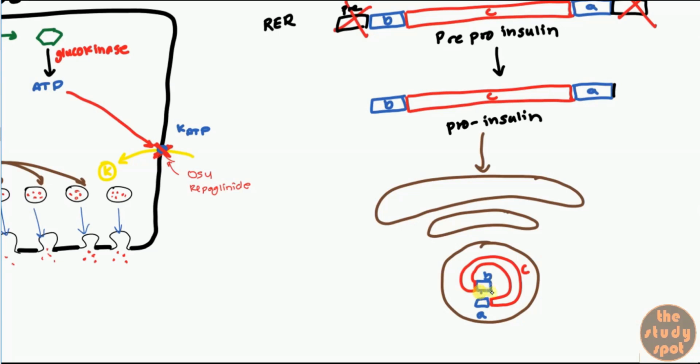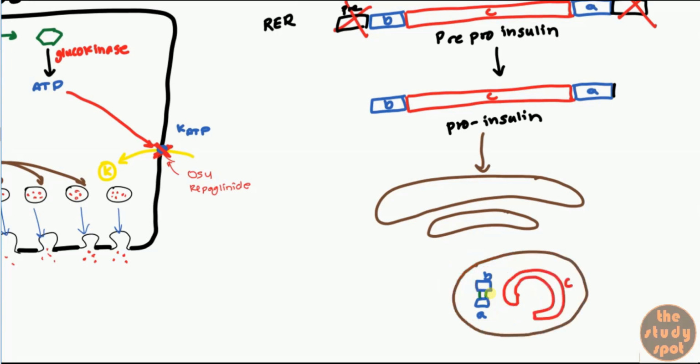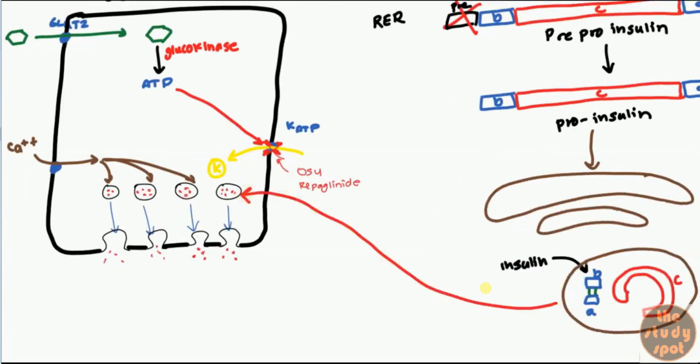Now, as you can see, B and A are right opposite of each other. So this B and A will then create bonds. And these bonds are going to be sulfide bonds, disulfide bonds. And once this bond is created, the C peptide is removed. And this vesicle, so this is what you see here, before we had the proinsulin, once the C is removed, this piece is called insulin. And then this vesicle is going to be the vesicle that I was talking about earlier over there.